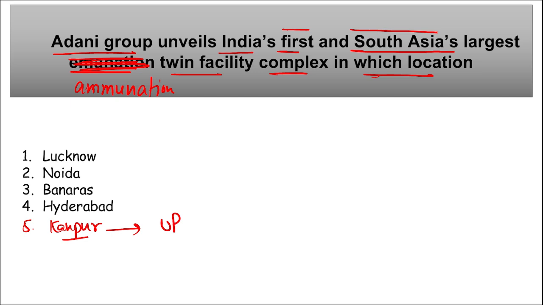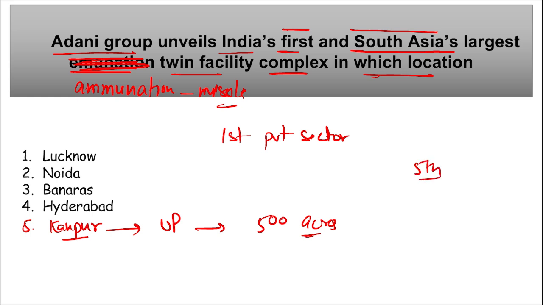So Adani Defence and Aerospace, that is a part of Adani Group only, they have unveiled India's first private sector ammunition and missile manufacturing complex, that is in Kanpur, Uttar Pradesh. This manufacturing facility is spread over 500 acres of land and it is said to become South Asia's largest ammunition cum missile manufacturing complex. Right? Next thing, remember, this complex was unveiled on the occasion of the 5th anniversary of Operation Bandar. Right?